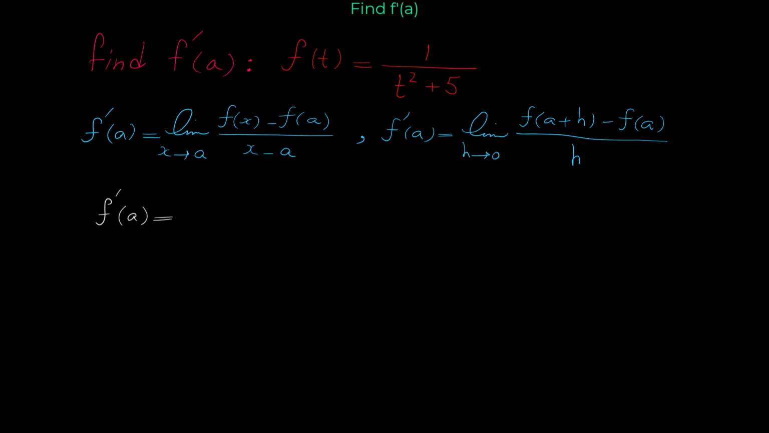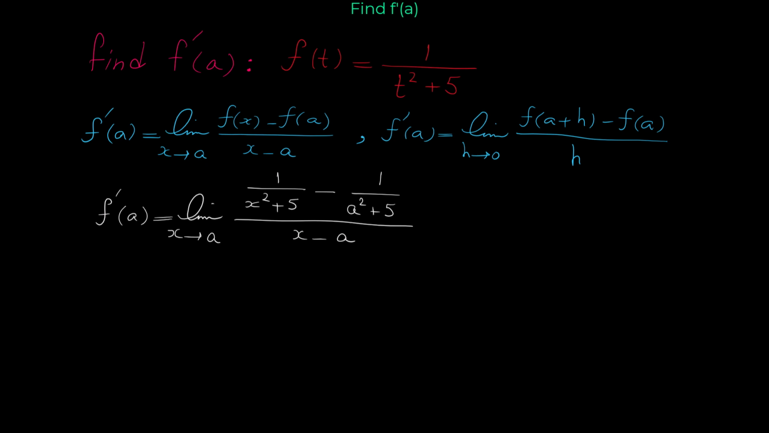Let us start. F prime of a equals the limit. In the denominator, we have to write x minus a. But in the numerator, we have to find f of x and f of a. F of t is 1 over t to the 2 plus 5. So f of x would be 1 over x to the 2 plus 5, minus f of a, which is 1 over a to the 2 plus 5, as x approaches a.